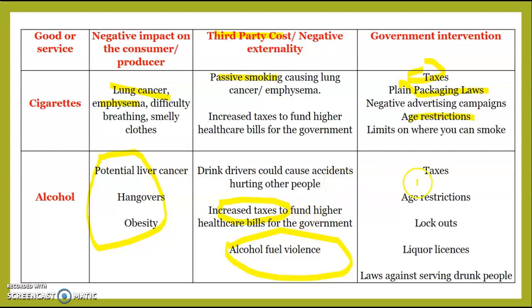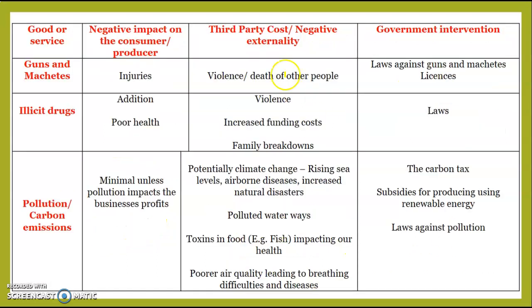And therefore, the government intervenes again through things to try and reduce consumption of alcohol. So taxes, age restrictions, lockouts, liquor license, all these things to try and prevent people from drinking alcohol. Same thing with guns and machetes. They can lead to injuries, which can hurt other people. So there's laws against guns and machetes.